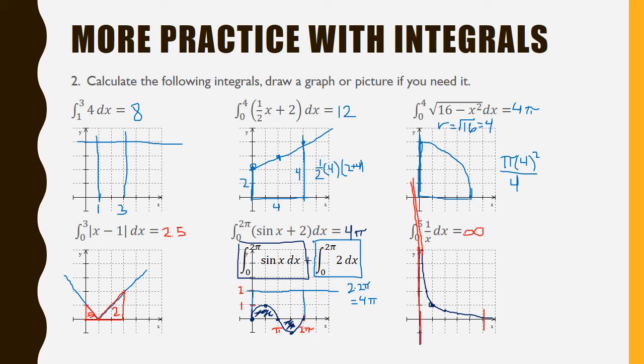Or we can say it does not exist, and actually we would say that that function, 1 over x, is not integrable on the interval from 0 to 5, because the interval contains a vertical asymptote.